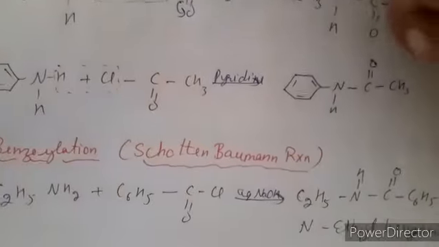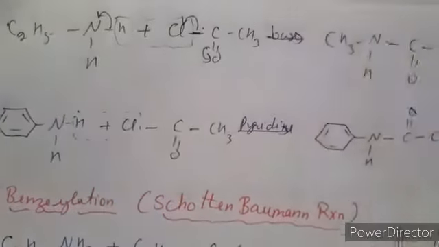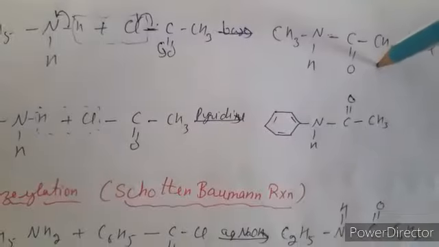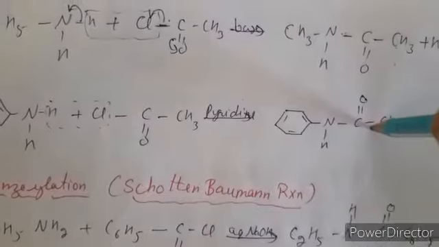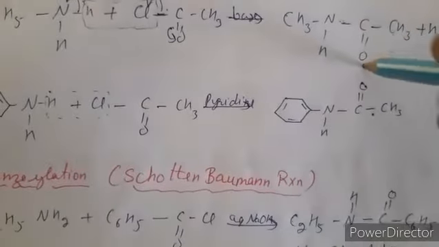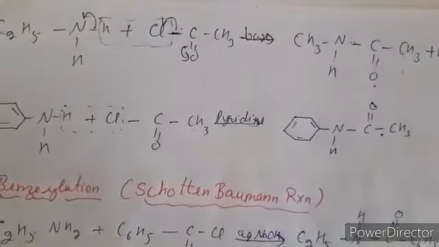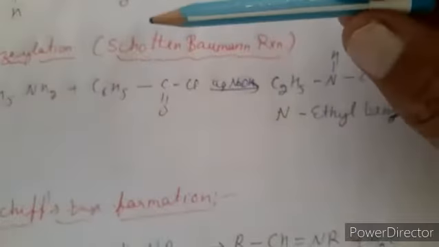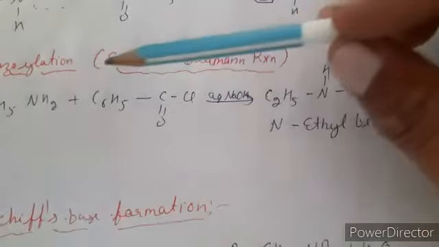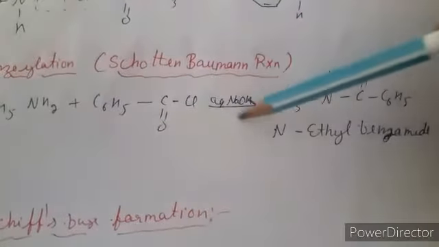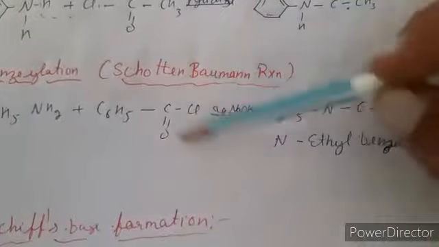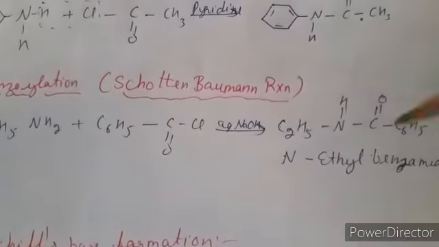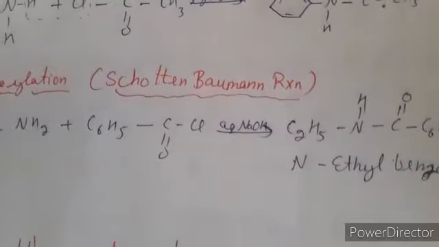So ethylamine reacts with acetyl chloride in the presence of base to form this product, and this further, in the presence of a stronger base, forms the substituted product. This reaction is also used for the distinction of primary, secondary and tertiary amines. Next, benzoylation reaction. When we react a primary or secondary amine with benzoyl chloride in the presence of aqueous sodium hydroxide, we obtain an N-ethyl benzamide. This reaction is known as the Schotten-Baumann reaction, which we already discussed in previous chapters.